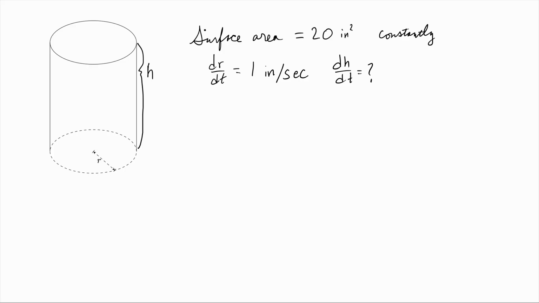Suppose that we want the surface area of this cylinder or can to remain constant. While it's remaining constant at 20, the radius is actually changing. It's growing at a particular instant at the rate of 1 inch per second. I want to know how fast the height will be growing at this particular moment in time.